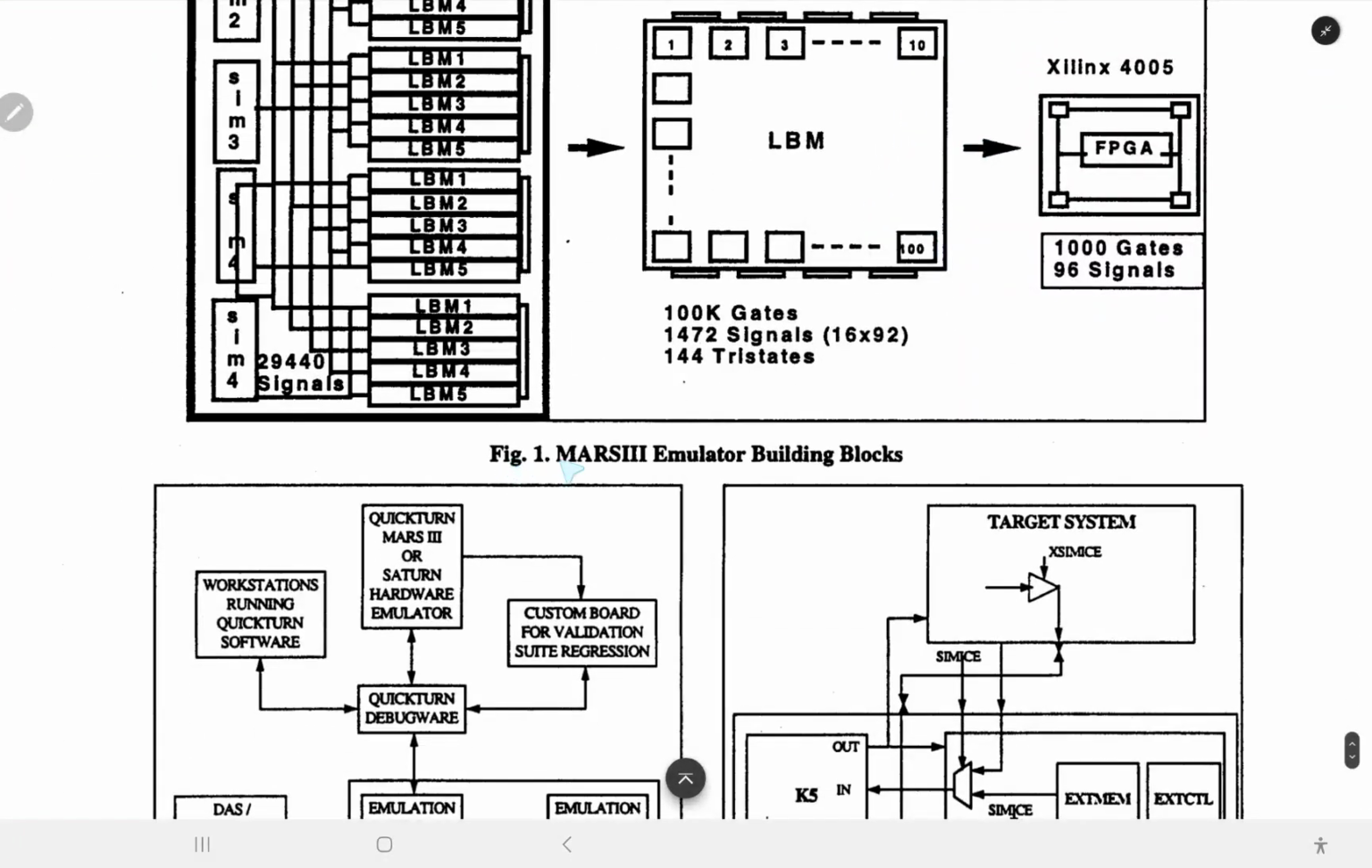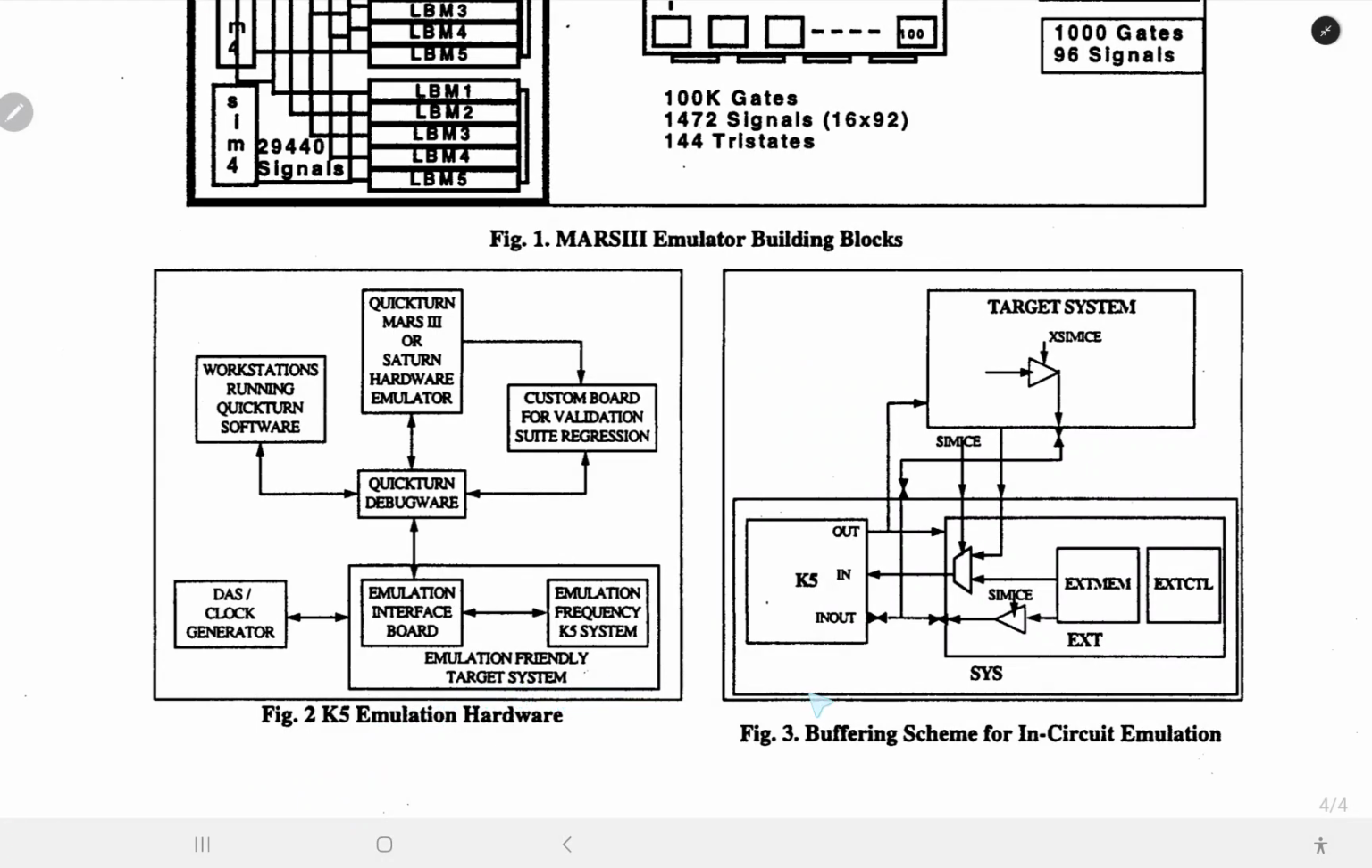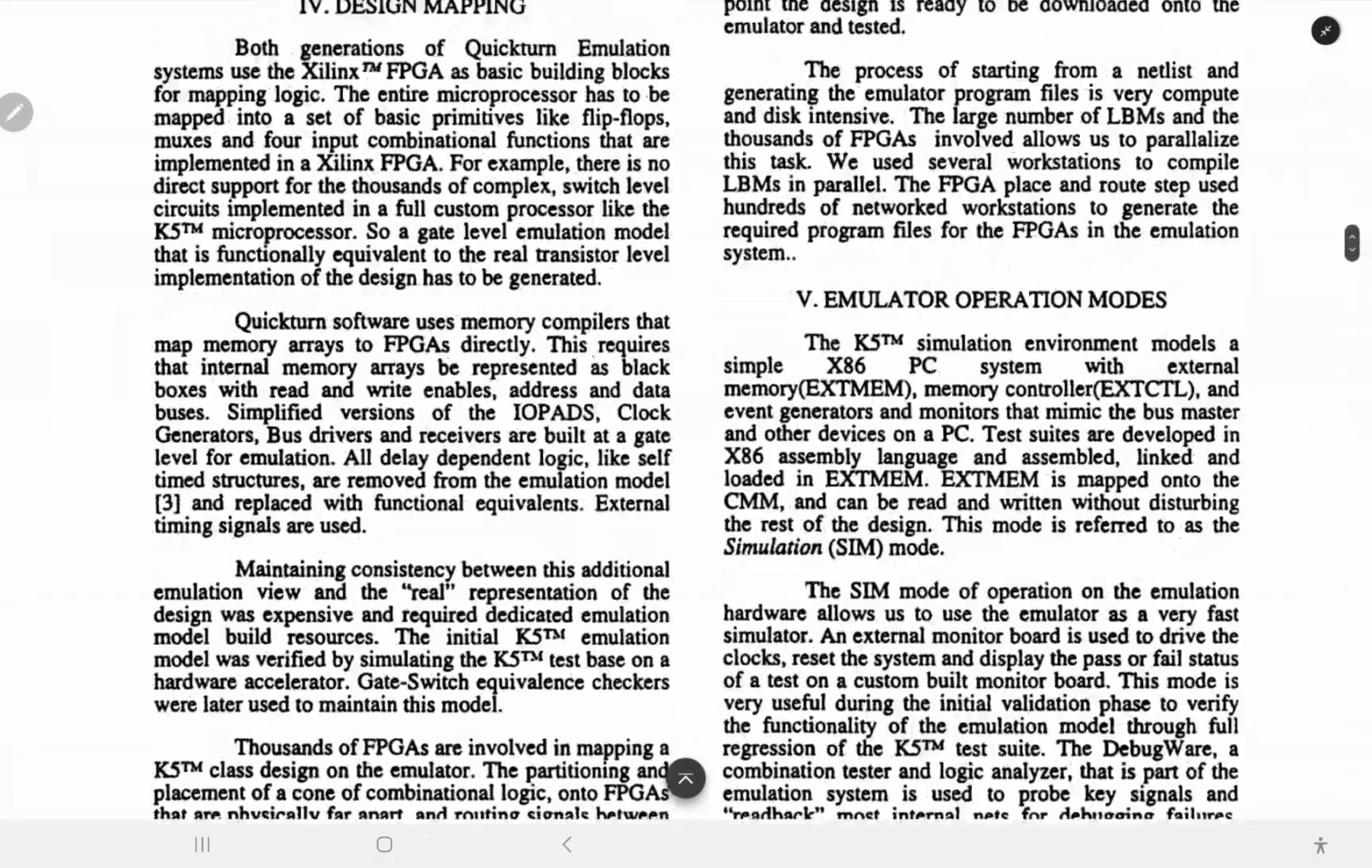Figure 1 is MIRS3 emulator building blocks. Figure 2 is K5 emulation hardware. Figure 3 is buffering scheme for in-circuit emulation.